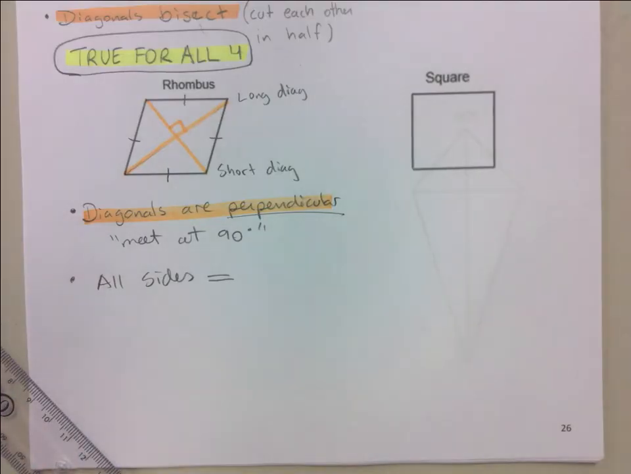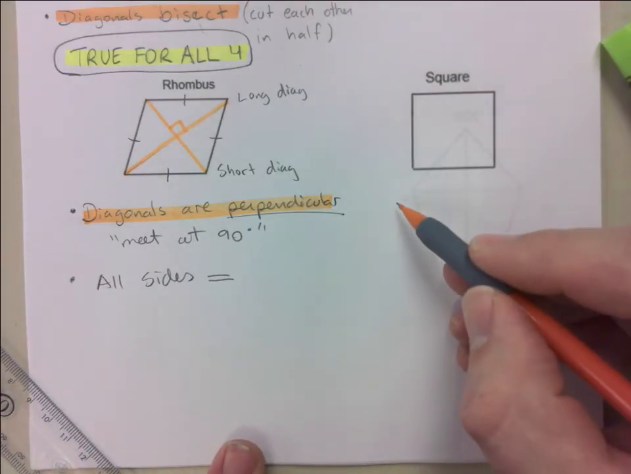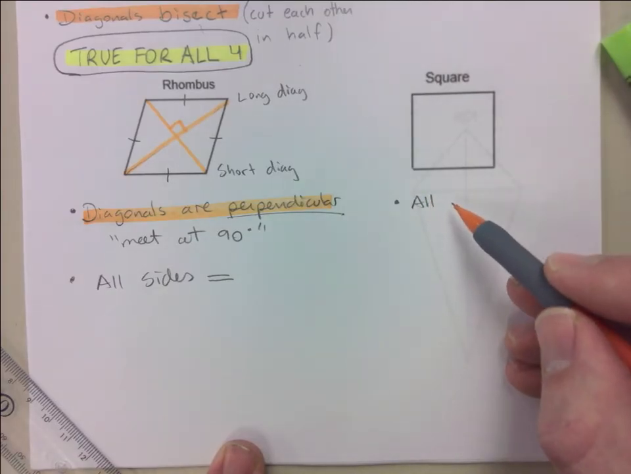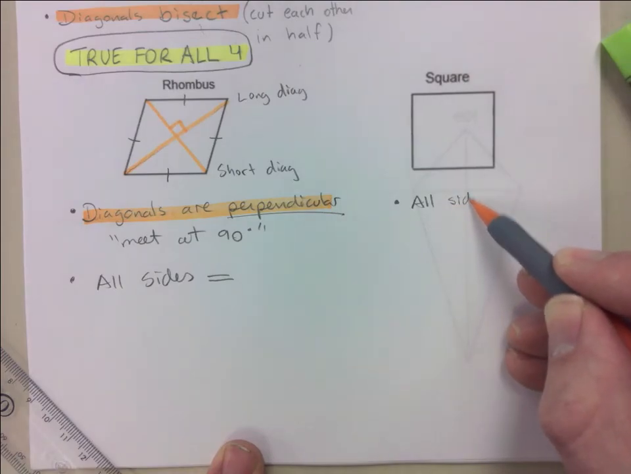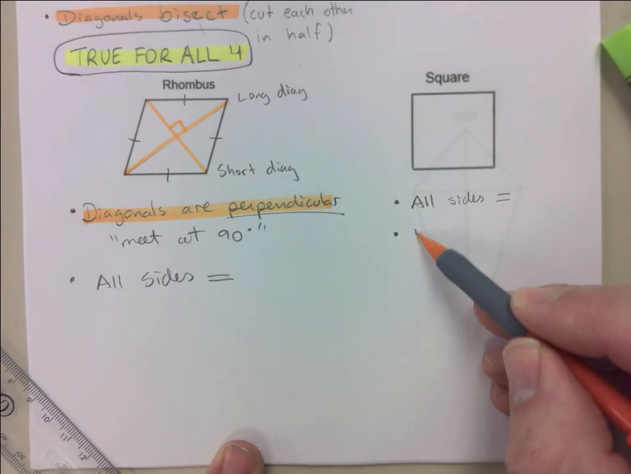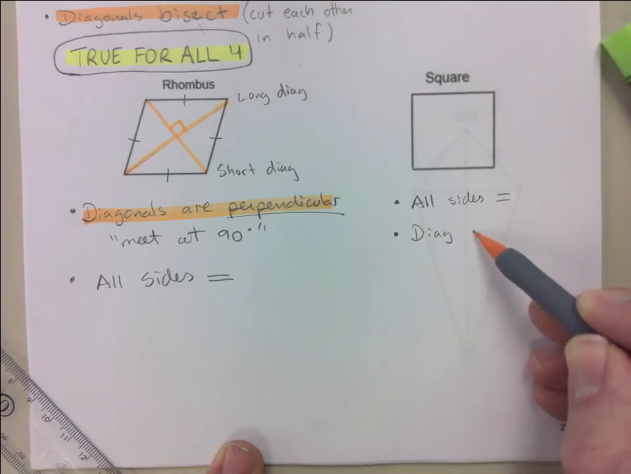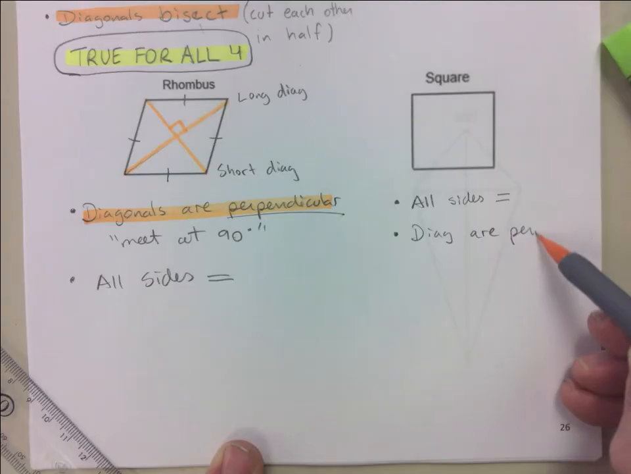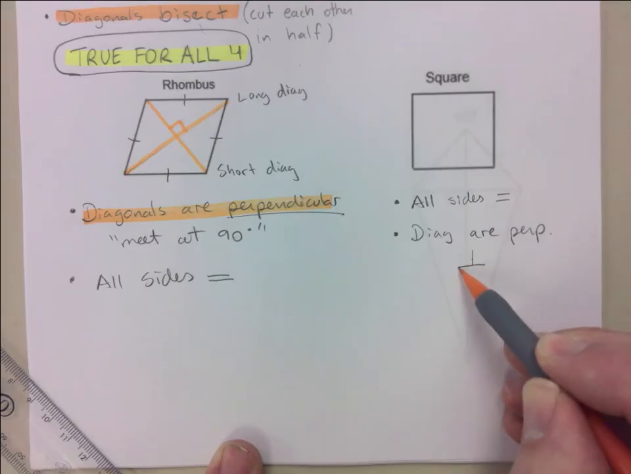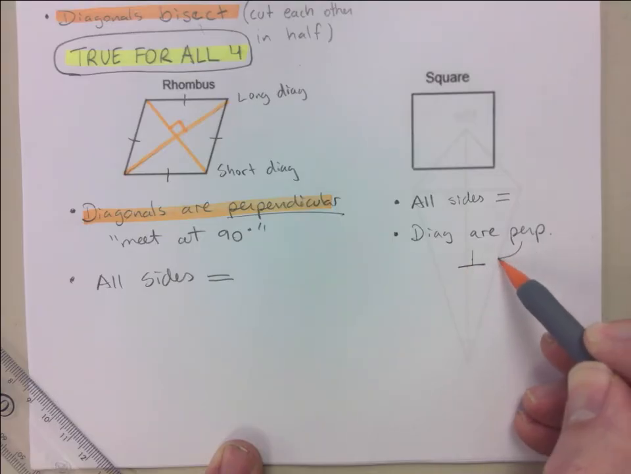So what about the square? What's so special about the square? All sides are equal, just like before. I don't think anybody's surprised by that. Diagonals are perpendicular as well. Okay, if you want the symbol for perpendicular, you can just do one of these. That's the symbol for perpendicular.